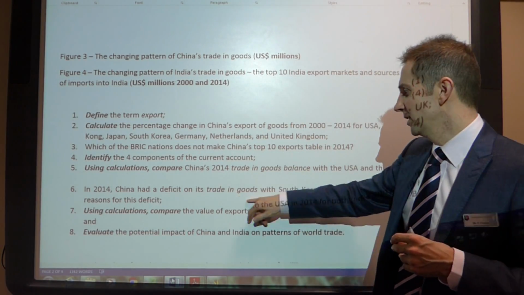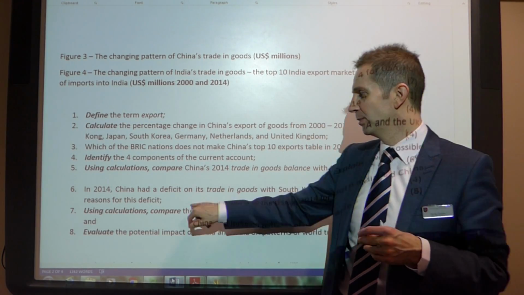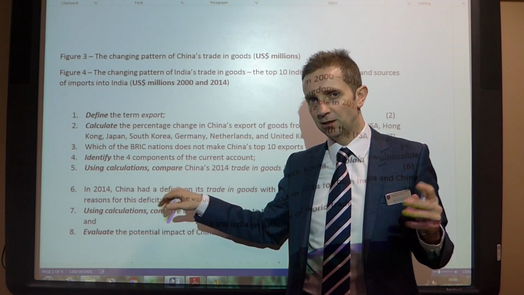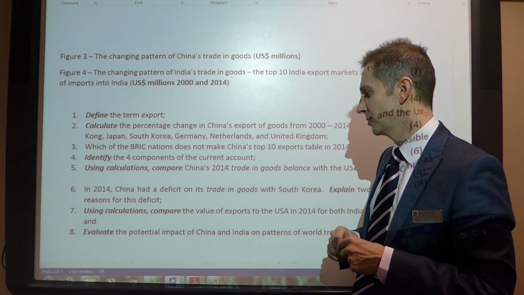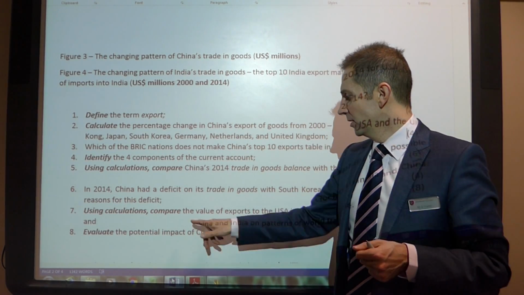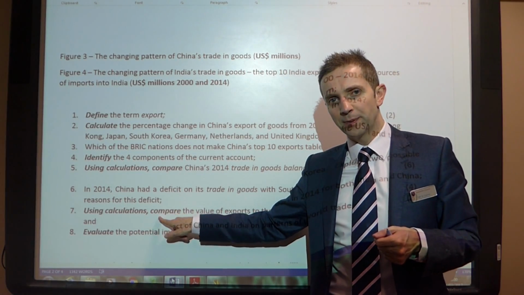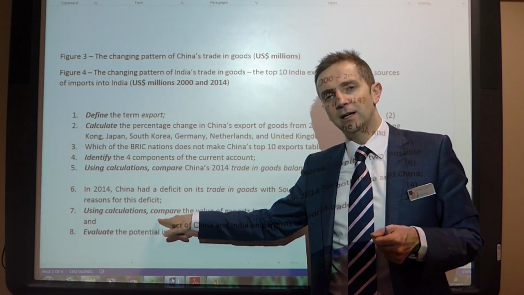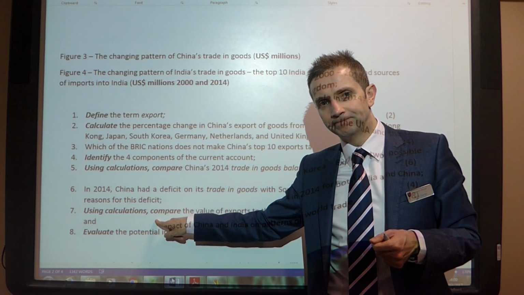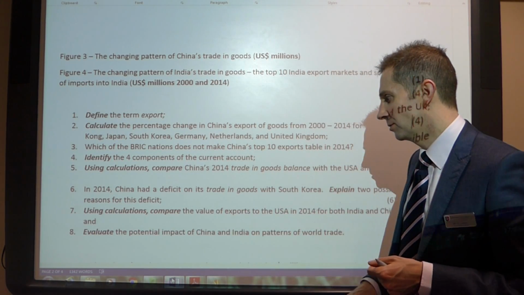In 2014, China ran a deficit. Two possible causes of a trade deficit? Well, we've covered that in the previous video, so I'm not going to look into that. Compare the value of exports. Again, this is just to get you practising comparing data, so I'm not going to go into that one either.